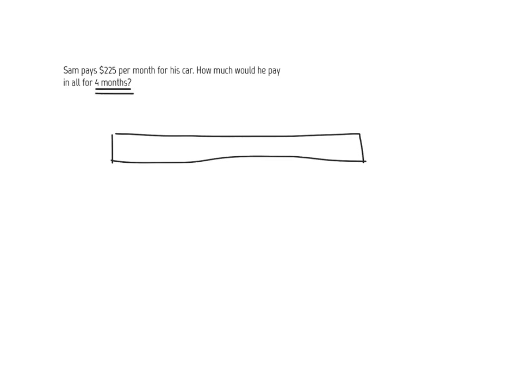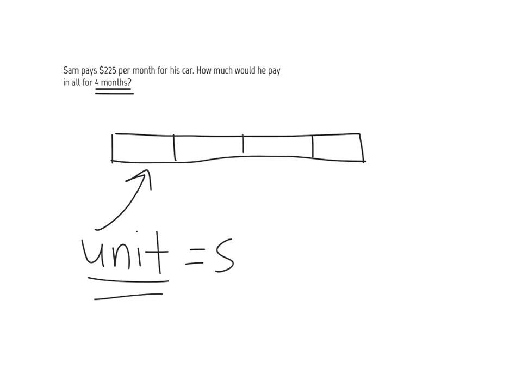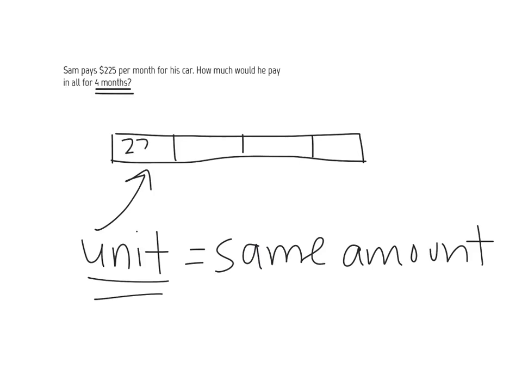We would start by drawing our model, which just looks like a long bar, okay? And in this problem, we notice that it's a period of 4 months. So we need 4 units. Each of these blocks we call 1 unit, and we mean for each of them to be the same amount. So in this problem, each block represents $225, okay?